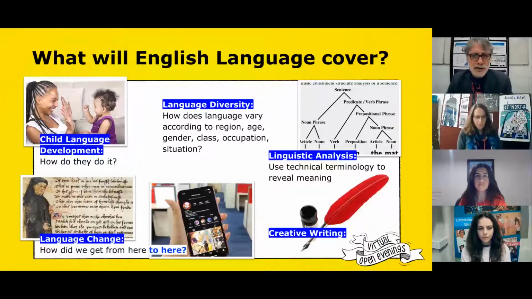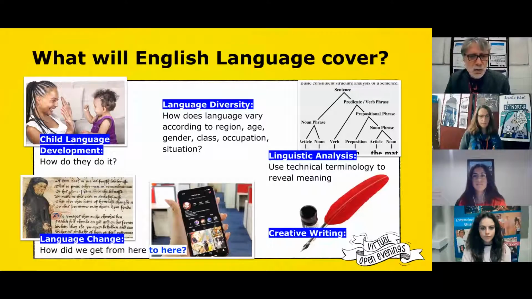I'm going to stay on this slide for a little while because it contains quite a few aspects of the course. One of the first things to say about English language is that it's really quite different from English language at GCSE. There are a number of very new things, and I'm going to draw your attention to some of those now. In the top left-hand corner of the slide, child language development is a major topic that we do in English language. And clearly that's really different from anything you've done so far at GCSE.